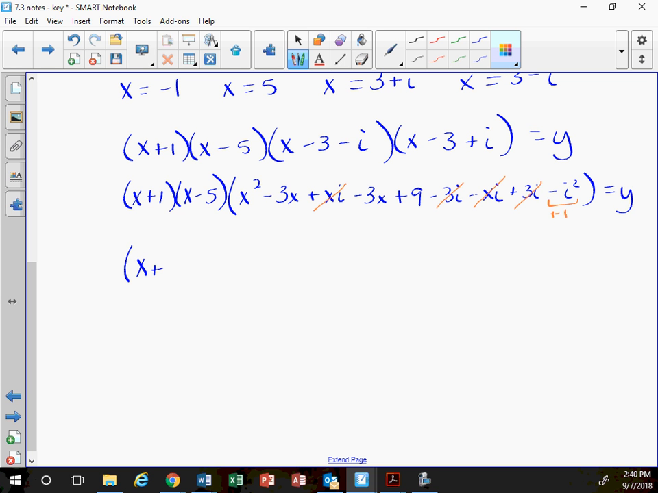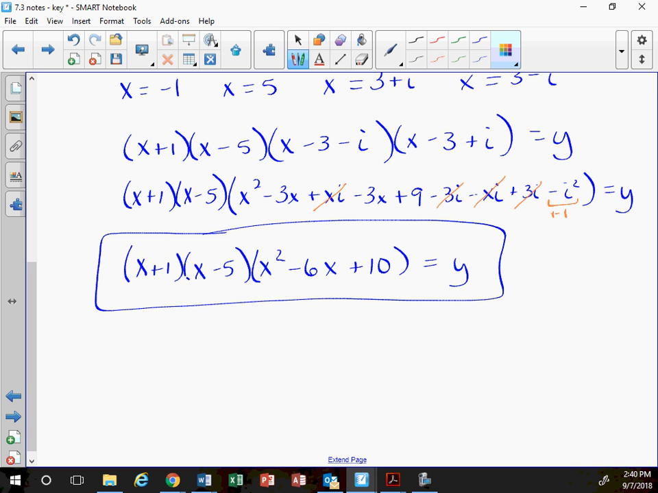Ready? Look up here for your final answer and see if you agree. Yeah, a negative i squared becomes a plus 1. Got it? Okay. Not that bad, right?